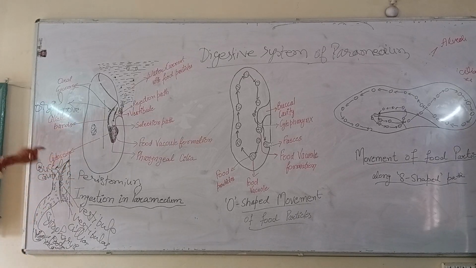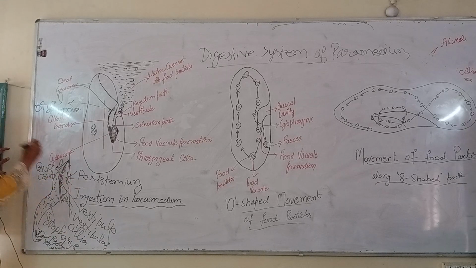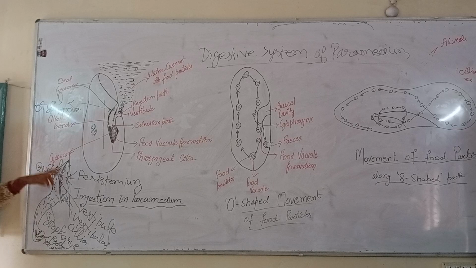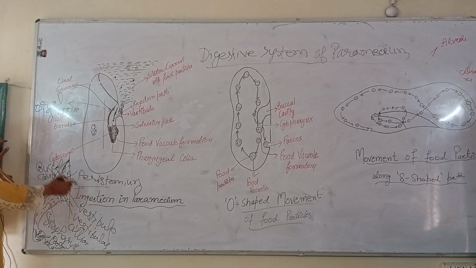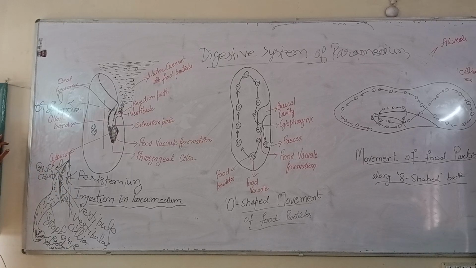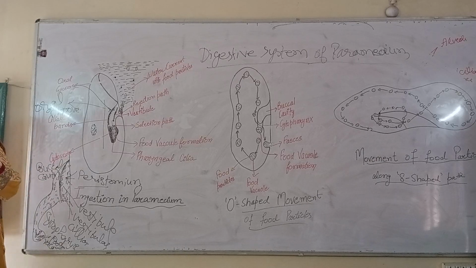First is peristomium, from where the water as well as food which they take enter into the peristomium. Here are present the number of cilia which filter the large particles remain there, and small particles they enter into this vestibule. This vestibule is equivalent to this part. This part means before the teeth part of our body, that is called the vestibule.